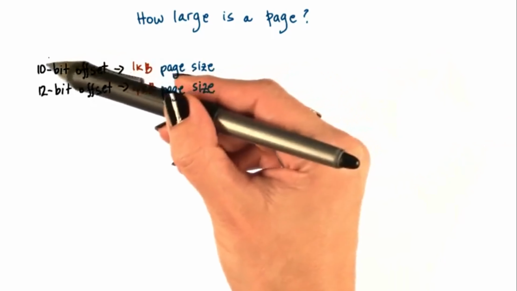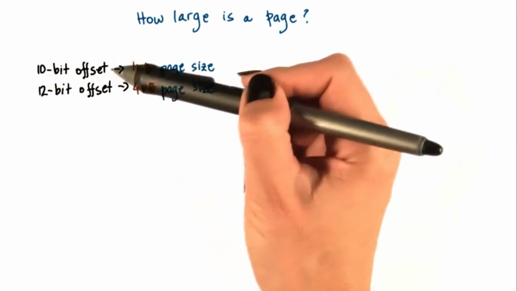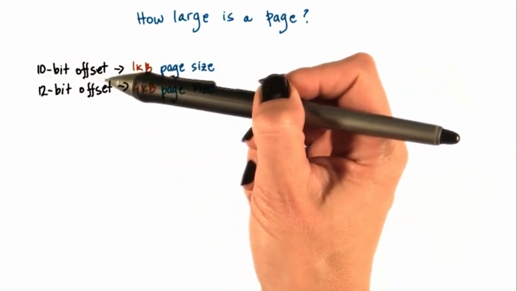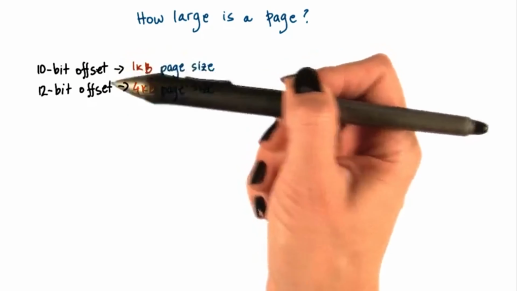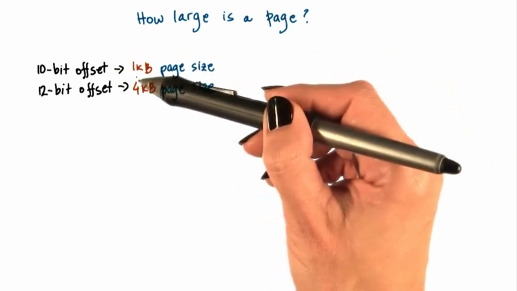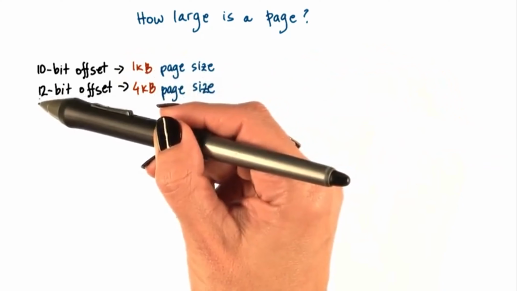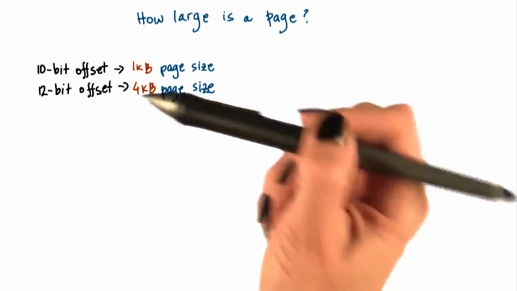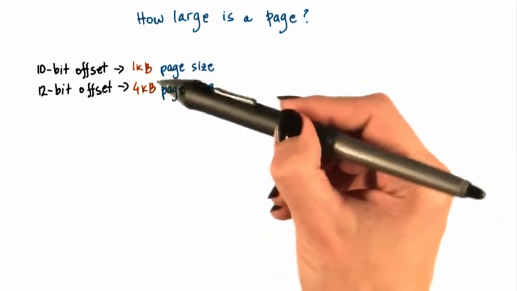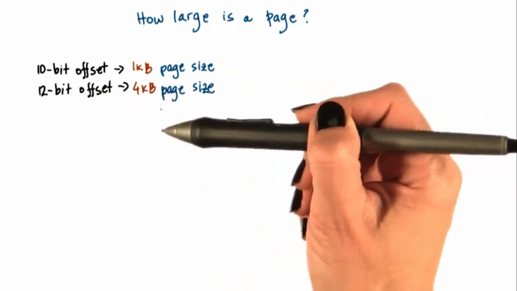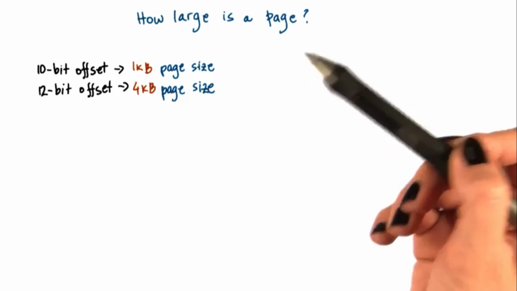So in the examples in which we had a 10-bit offset in the address field, that meant that these 10 bits could be used to address 2 to the 10th bytes in the page, and therefore it meant that the page size is 1 kilobyte. Similarly, the examples that had a 12-bit offset for the address format could have addressed 4 kilobyte pages, 2 to the 12th. But what are the page sizes in real systems?